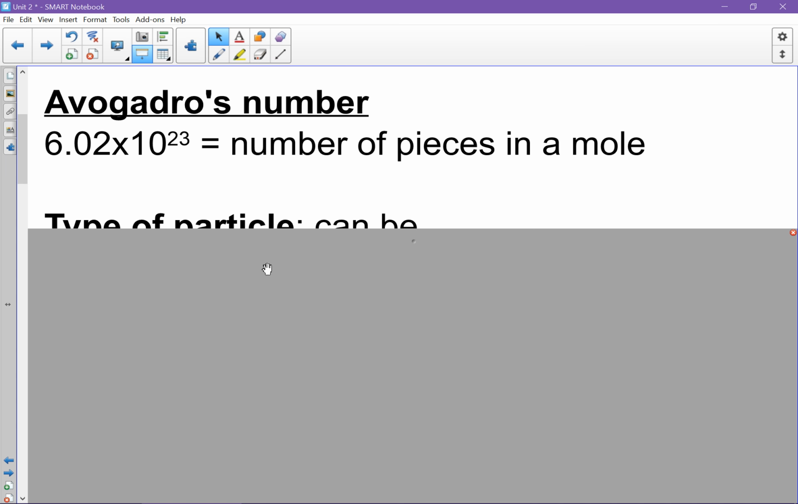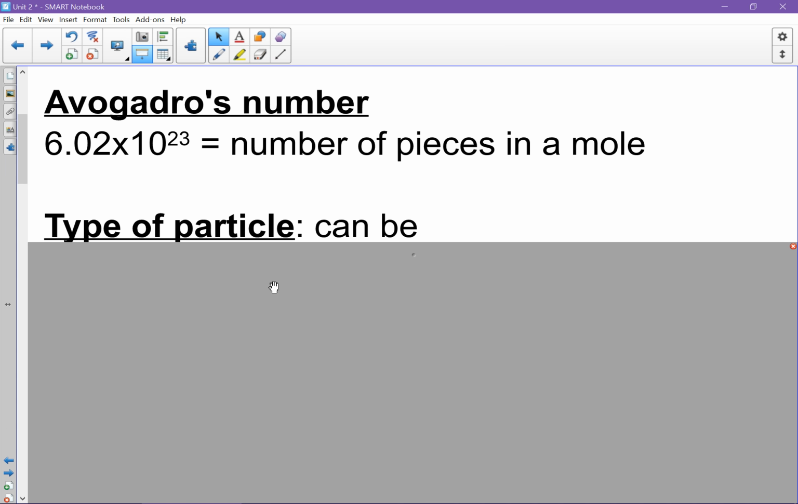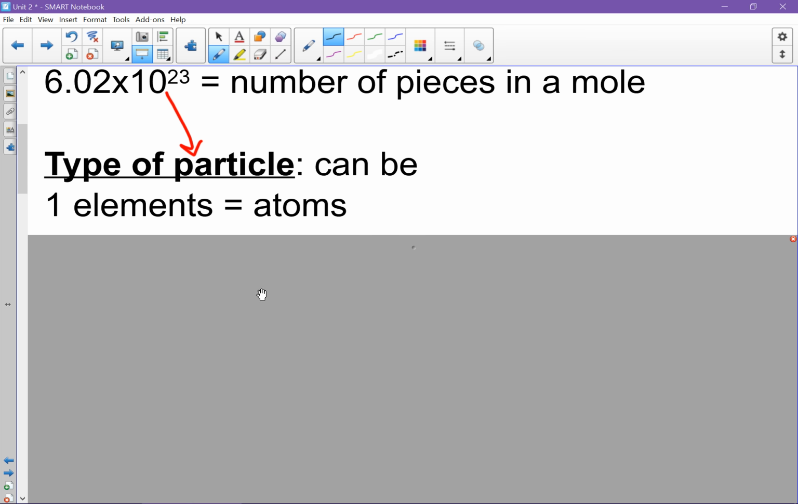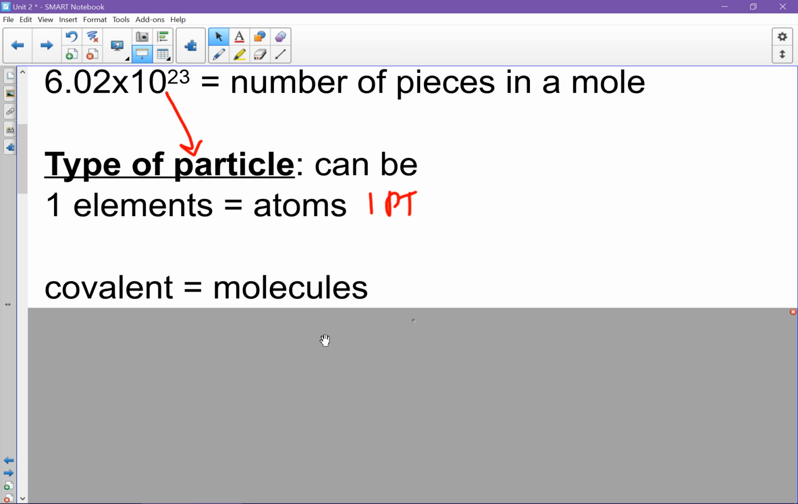So we're going to talk about those moles and particles. There are 6.02 times 10 to the 23rd particles in a mole. But the weird thing is you can have different kinds of particles. We could possibly have an element, and then the particles would be atoms. You'll know it's an element if it's basically just one thing from the periodic table. Then you remember you learned about covalent compounds.